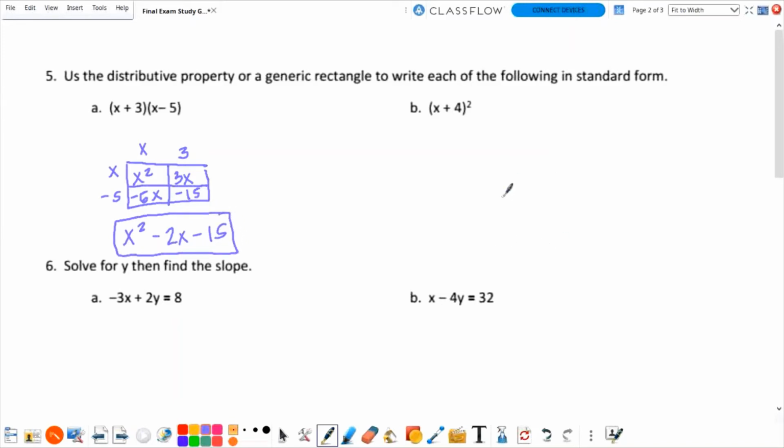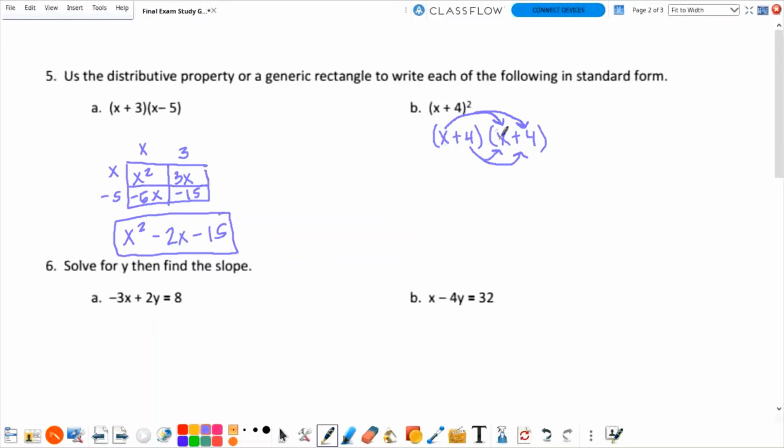All right, for B, I'm actually just going to use the distributive property to show you both ways. But remember, for example, we have x plus 4 squared. So when you have that squared, what we're really saying is x plus 4 times x plus 4. So we're going to write that out. All right, and then we're going to use the FOIL method. So we're going to go first, outer, inner, and last.